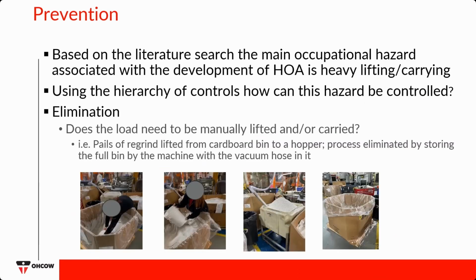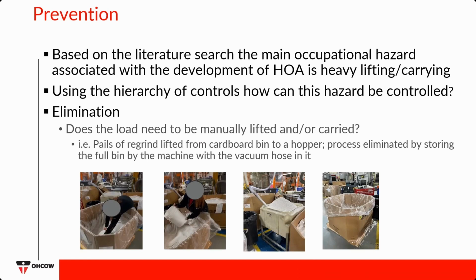So, when looking at the risk factors of hip osteoarthritis, the literature pointed in the direction of heavy lifting and carrying as a dominant occupational factor. So, taking this into consideration, I then looked at different work sites I had been to and how I could use this hierarchy of controls at each level and apply it.